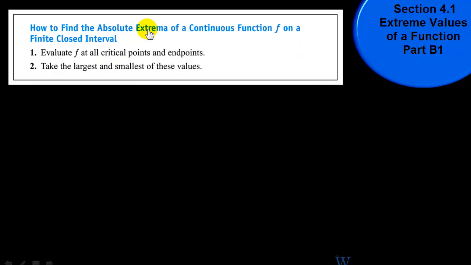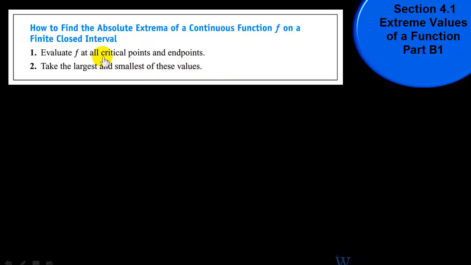How to find extreme values or absolute extreme values of a continuous function on a finite closed interval. Remember, it has to be a continuous function and we've got to have a closed interval. The first thing we do is evaluate f at all the critical points and the endpoints. Take the largest and the smallest of these values.